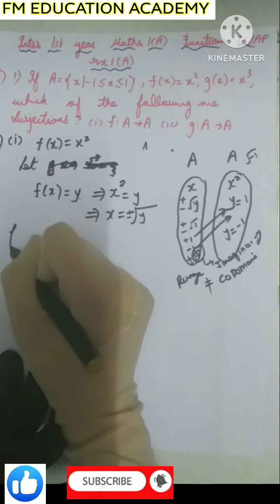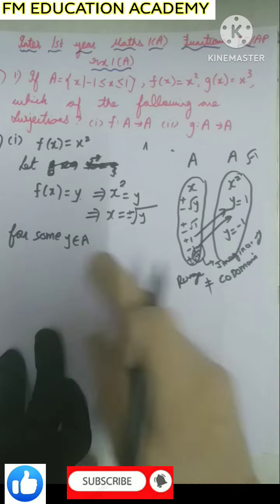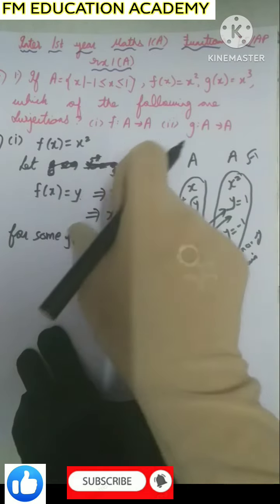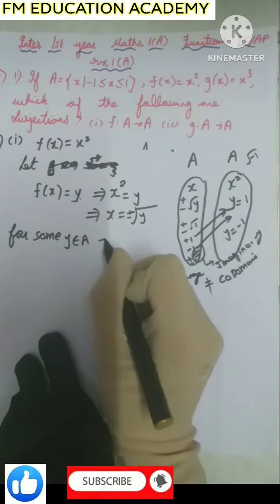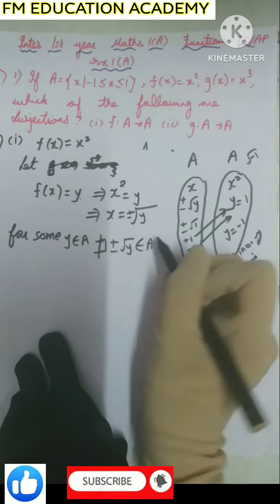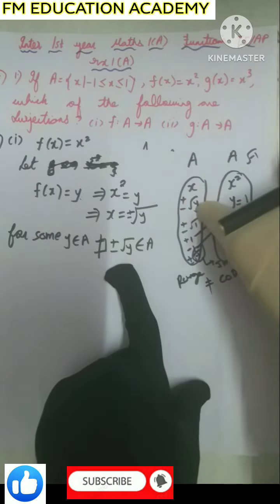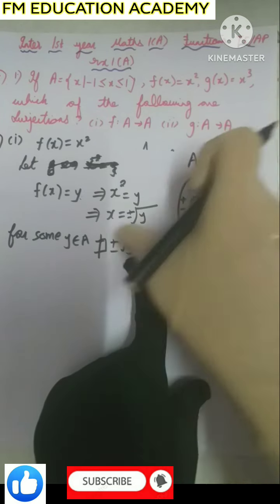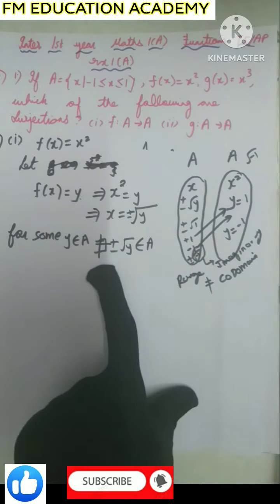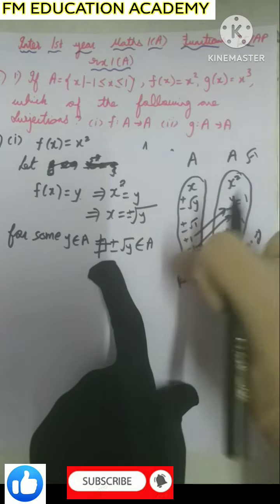So here I can write, for some y belonging to A. This is the symbol of belong. Here we have considered this as y. Y is belonging to A. For some y belonging to A, there does not exist plus or minus root y belonging to A. It does not exist. Plus or minus root y does not belong to A. Why is it not existing? This is the symbol of does not exist. Why? It does not exist because if I substitute y equals minus 1, I will not get the answer here. So I cannot map with this A.